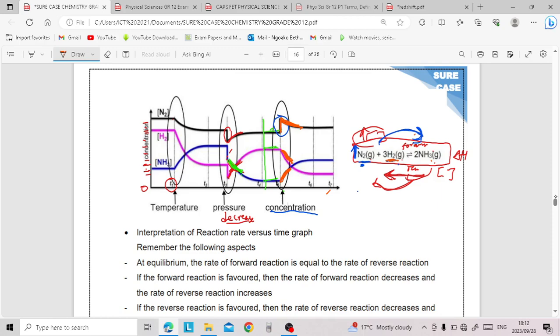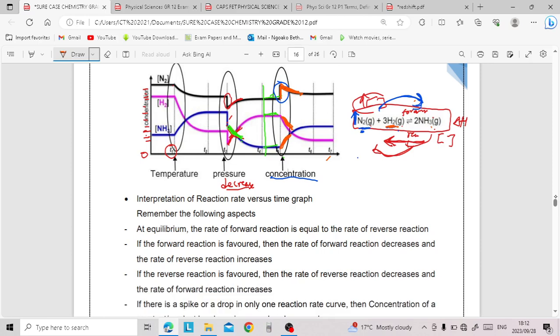That will be the graphs. And then now, the interpretation of the reaction rate. This one is kind of challenging. Right, I'll go over it then.